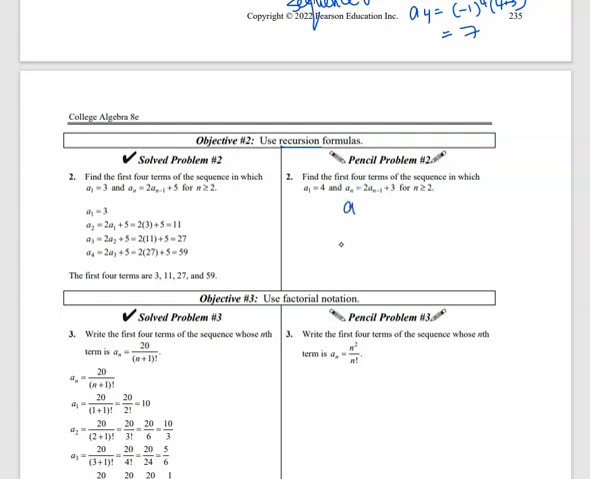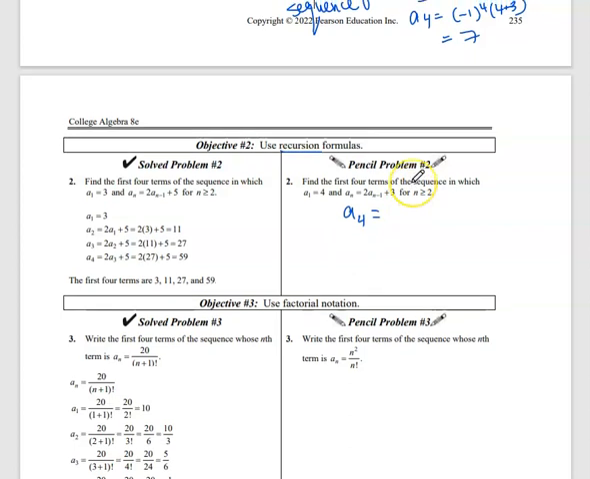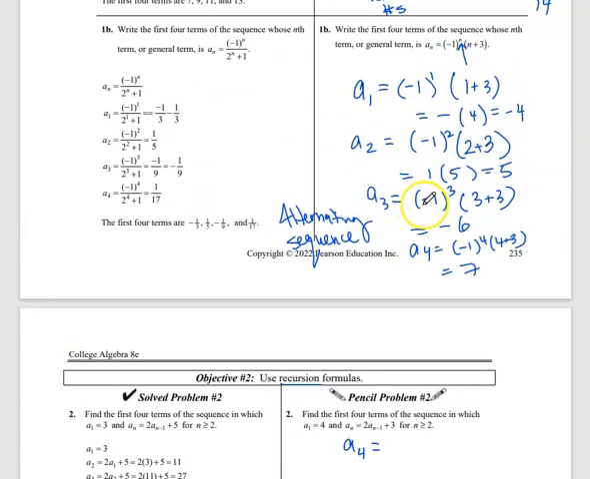Say if we just want to jump in and find a sub 4, which means we want the first four terms. Here we have to actually find them in order though, because on the previous problem it would have been possible to find a sub 4 without finding the previous terms. We can just jump in there with 4, plug in 4 for n, we get +7.